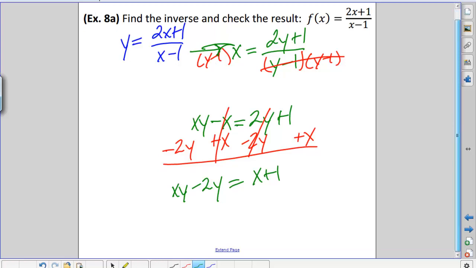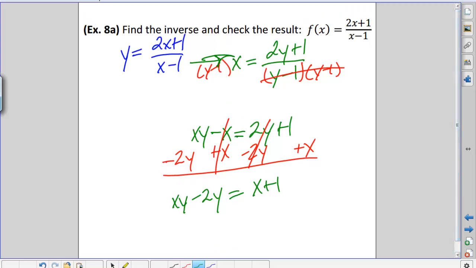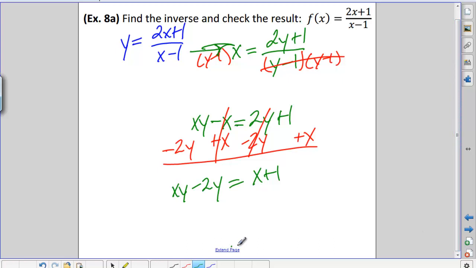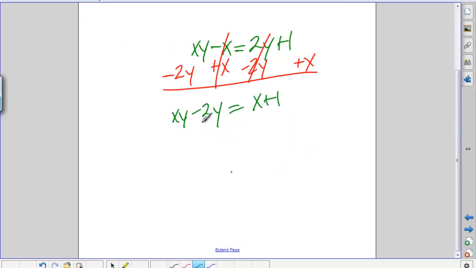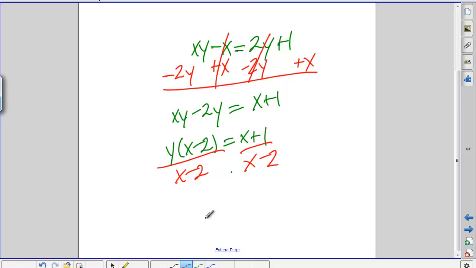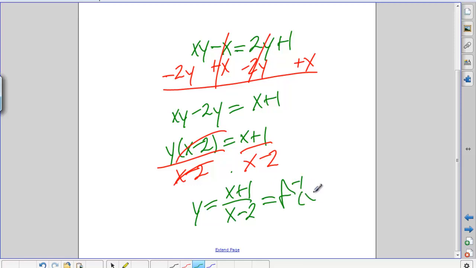And this next step is the trick that you've got to know, and that is to isolate the y here, we actually need to factor it out. So we factor out that y, and now we can divide by x minus 2 on both sides. And we get y equals x plus 1 over x minus 2. And that is the inverse. We could also call that f inverse of x.